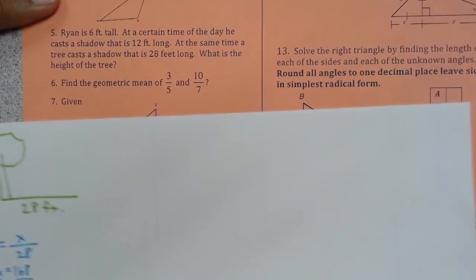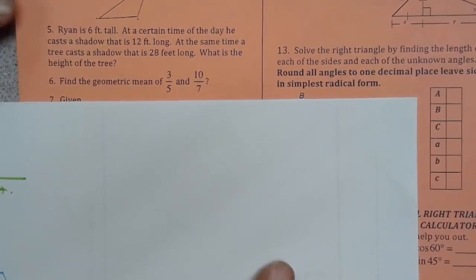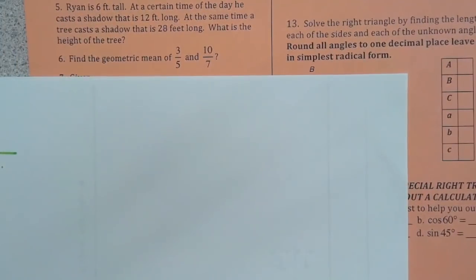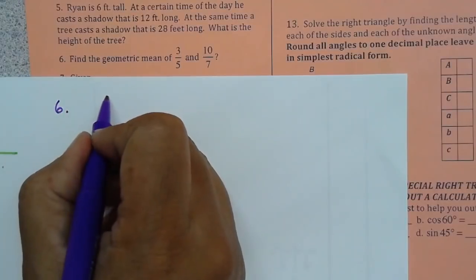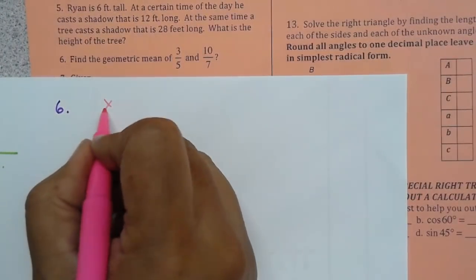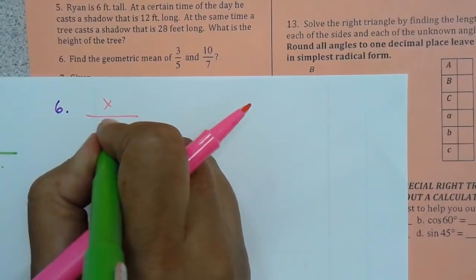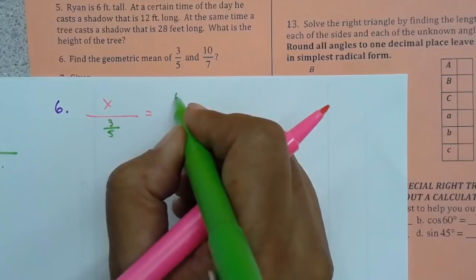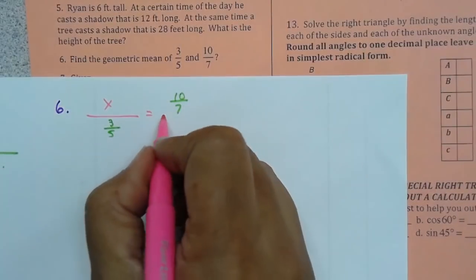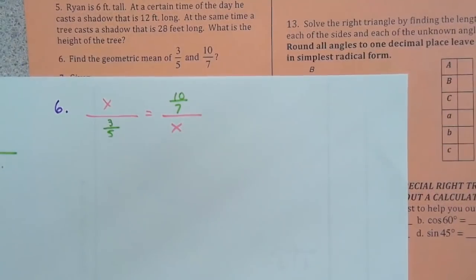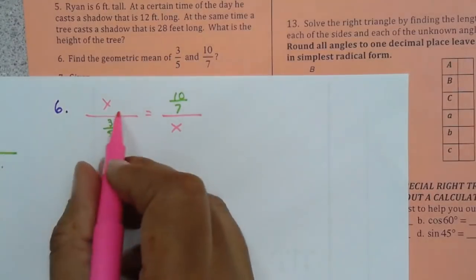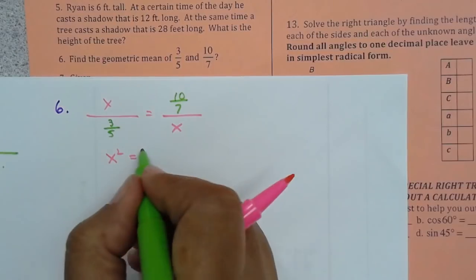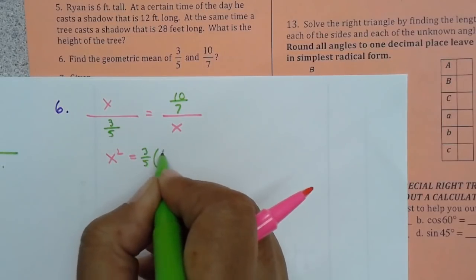All right, let's find the geometric mean. The geometric mean is when you take the values and you make a proportion out of that. So it's going to be x over a, which is 3/5, and that equals b, which is 10 over 7, divided by x. I know that looks really complicated, but you're still just cross-multiplying to solve. X times x is x squared. That equals 3/5 times 10/7.